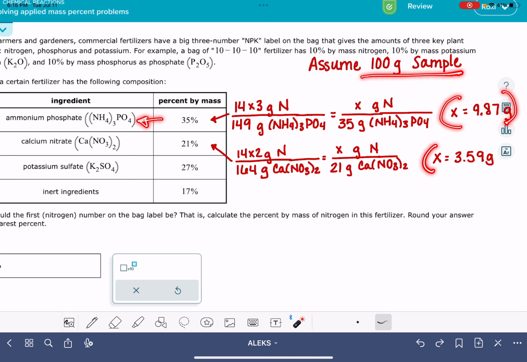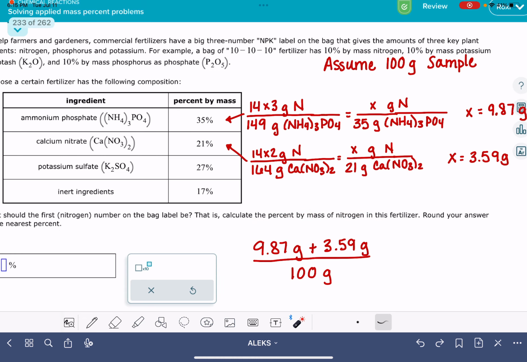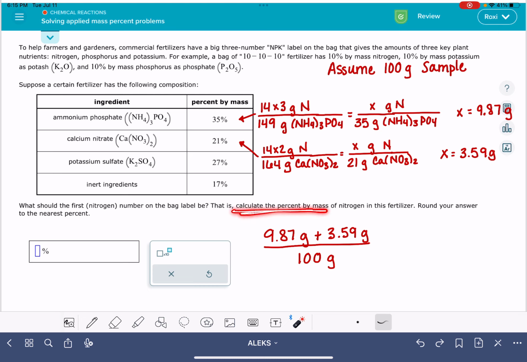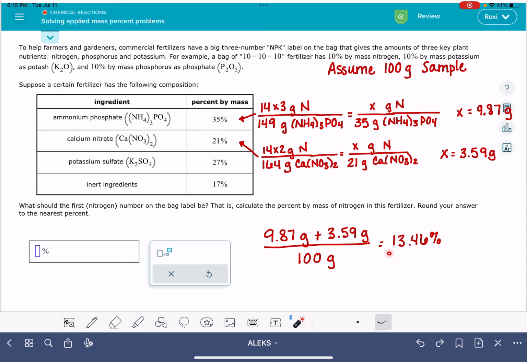I have calculated the mass of nitrogen coming from calcium nitrate in my 100 gram sample. This is the total mass of the nitrogen. I'm going to add those up. That's the total mass of the nitrogen in my 100 gram sample. This particular problem, ALEKS is asking us for a percent. So I'm going to take the total mass of nitrogen divided by the total mass of my 100 gram sample, and that's going to give me 13.46%.